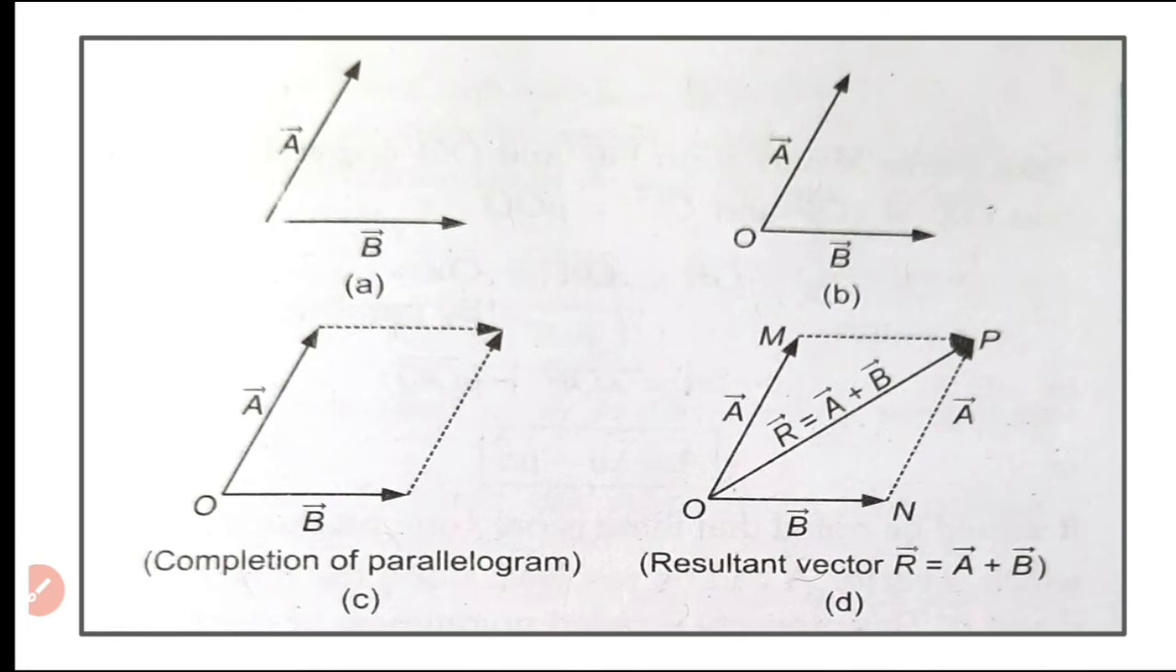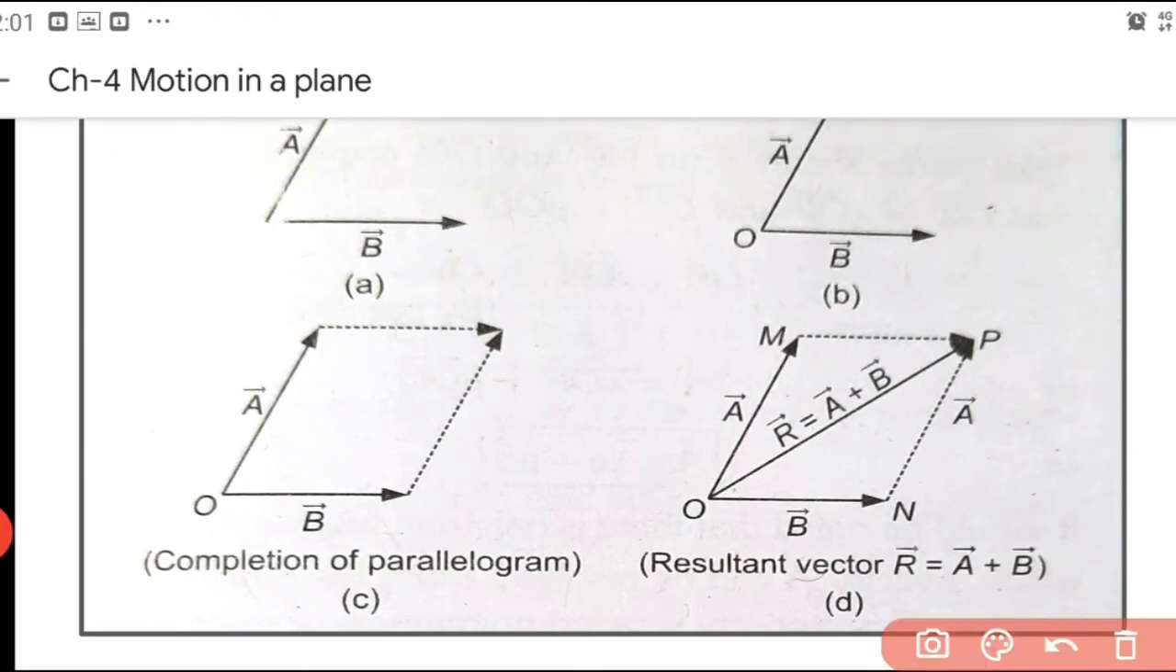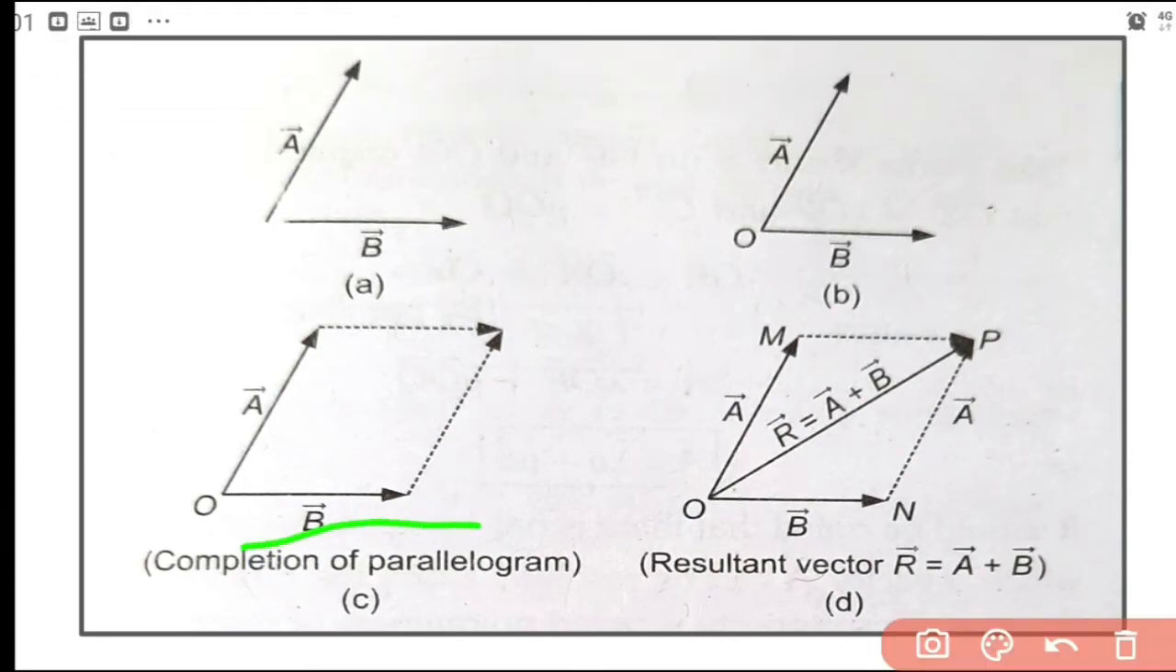In that way you have to shift the two vectors and arrange them in such a way that their tails meet at a point. That point of intersection of the tails is O, which we take as the common origin. Now, with the two vectors given like this as the adjacent sides of a parallelogram, you have to complete the parallelogram. This shows the completion of the parallelogram. With vector A and vector B with their tails at O, we have completed the parallelogram.